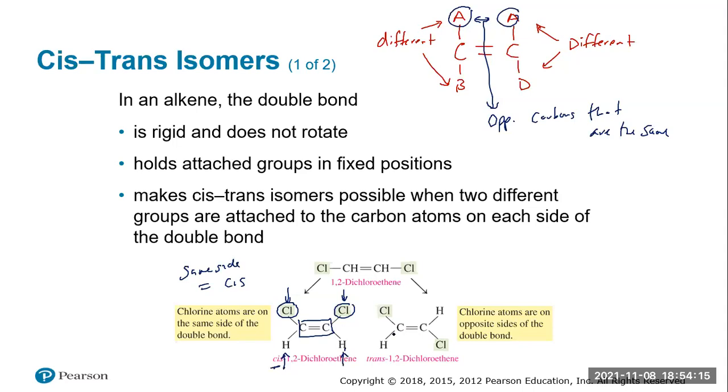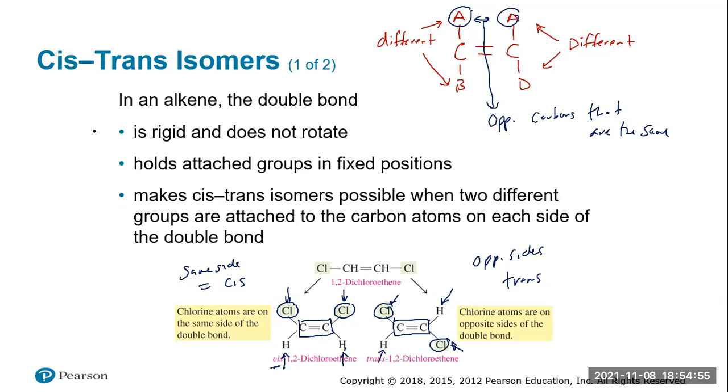We do the same thing if we look at this guy here. This guy and this guy are different. This guy and this guy are different. And again, our chlorines now are on opposite sides of the double bond. And that would be our trans isomer. The only difference is we just add cis or trans to the name. And that sometimes will help us decide which one we're trying to draw or see. Any questions on that there?